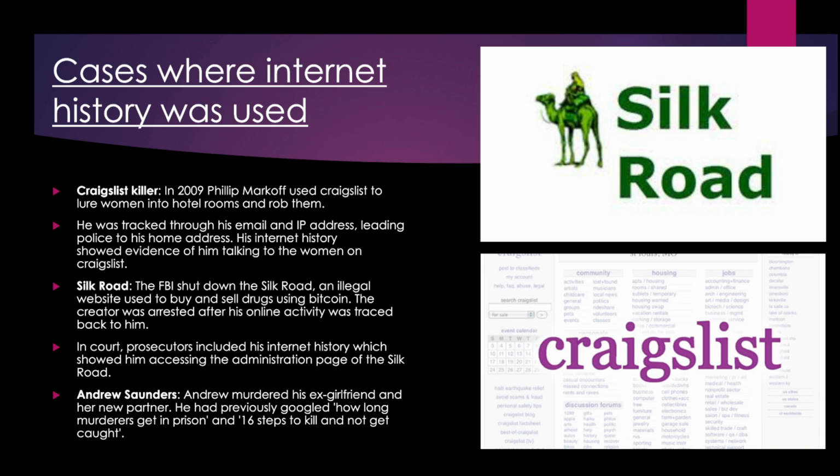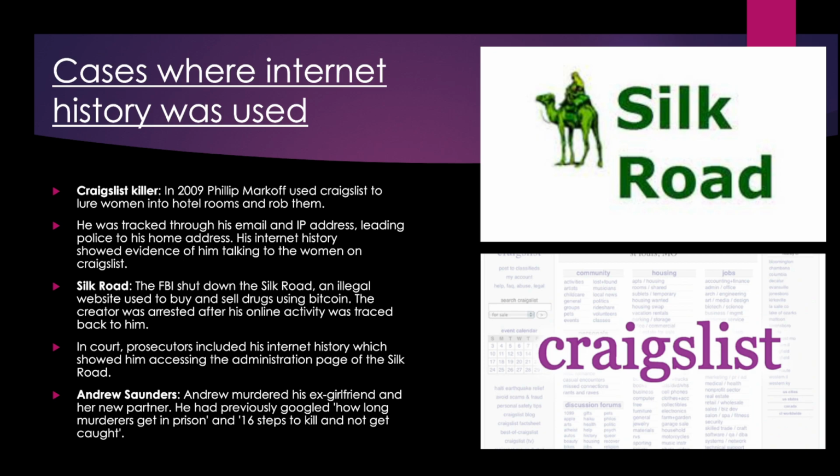In 2013, the FBI shut down the underground marketplace known as the Silk Road, which allowed users to buy and sell drugs and other illegal items using Bitcoin. The founder of the Silk Road was eventually arrested after investigators were able to trace his online activity and link it to his real-world identity. In court, they included his internet history to show that he had accessed the site's administration page.